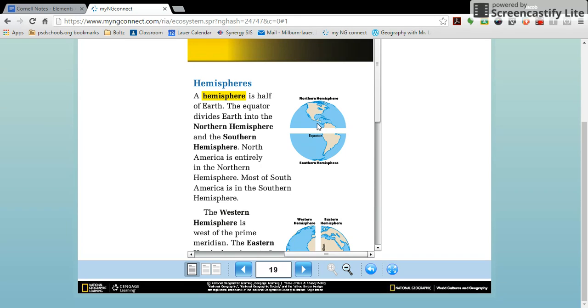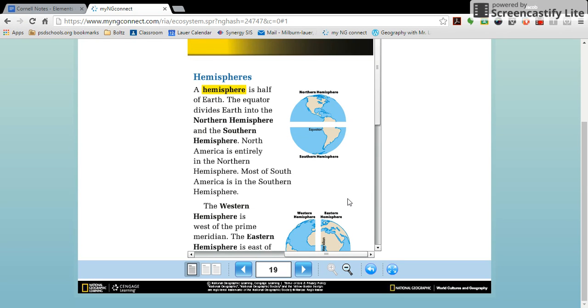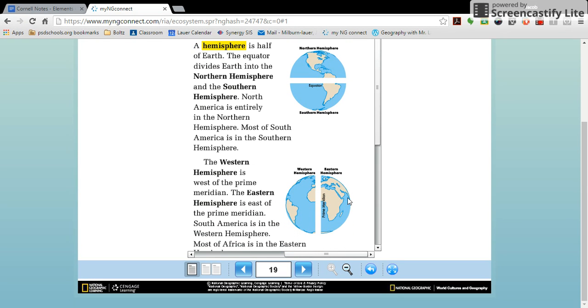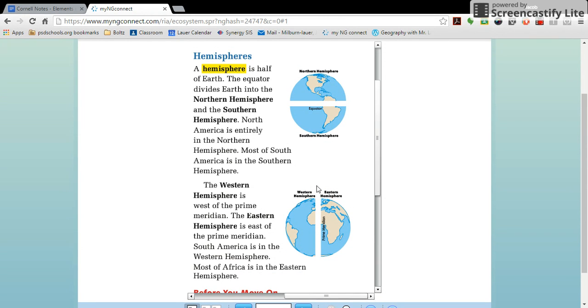So here we see North America right there. It's in the northern hemisphere. And most of South America is in the southern hemisphere. The western hemisphere is west of the prime meridian. The eastern hemisphere is east of the prime meridian. South America is in the western hemisphere. Most of Africa is in the eastern hemisphere.